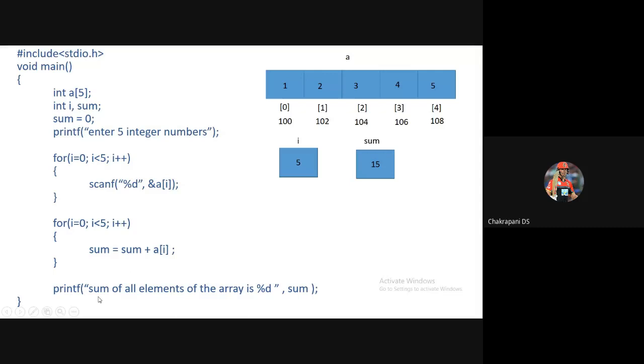So now you can print the sum first. Sum of all the elements of the array is %d, sum. You can print one more printf statement. Printf average of all the elements of the array is, not %d, it should be %f, and the variable is average AVG. So close the program.